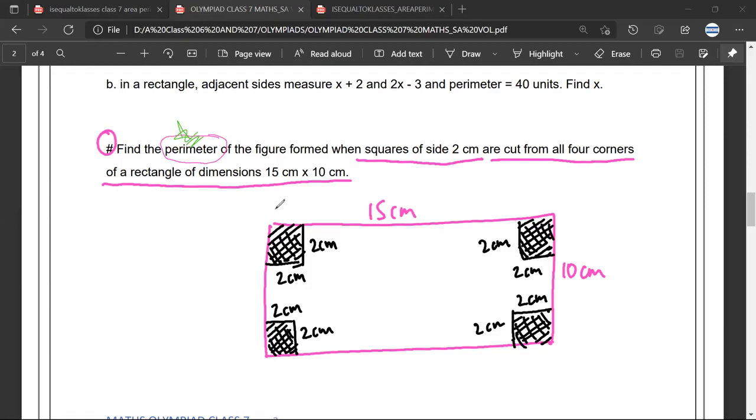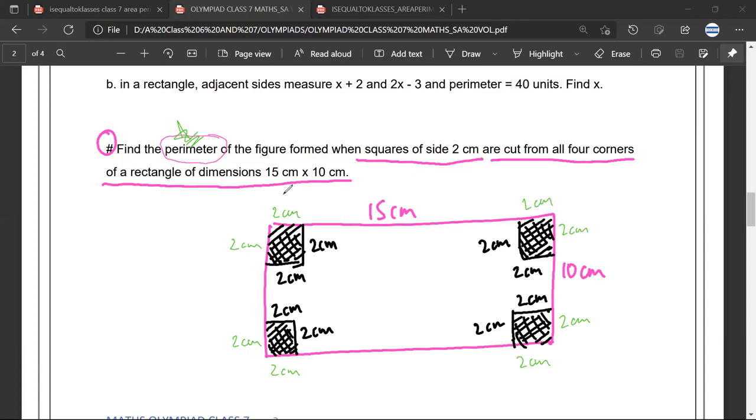Have you understood? Have you understood the question? Yes, sir. I thought it was area. No. Okay. So if it is perimeter, how should we do this question? Okay. So let's spend 2 minutes to understand.